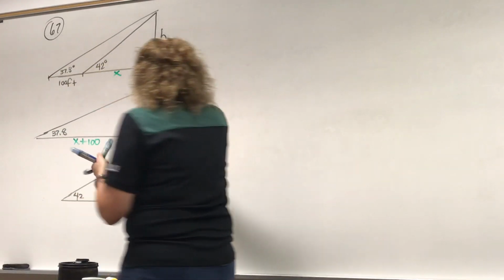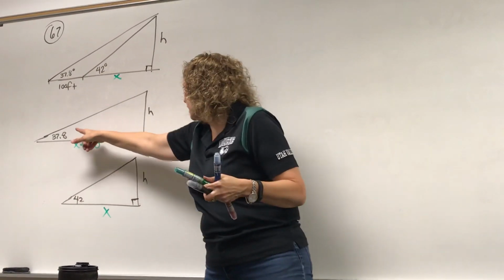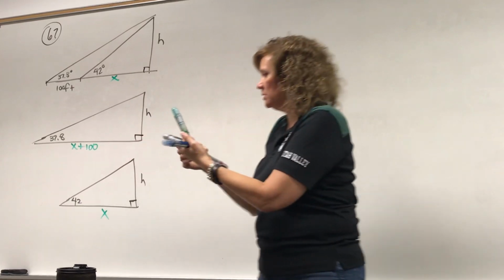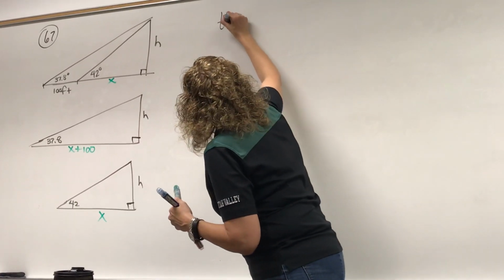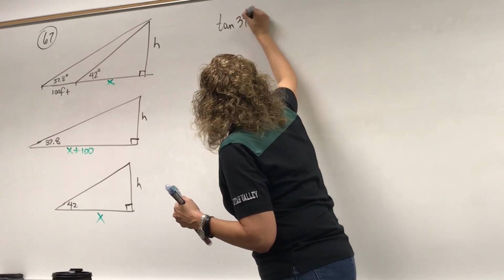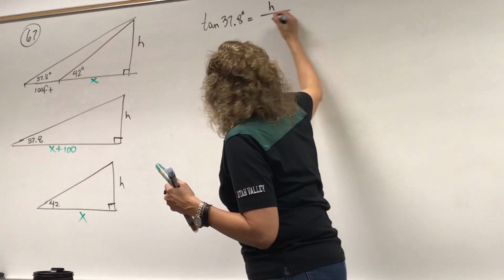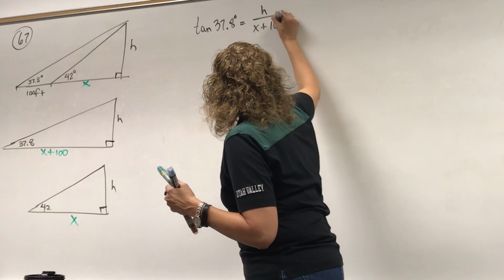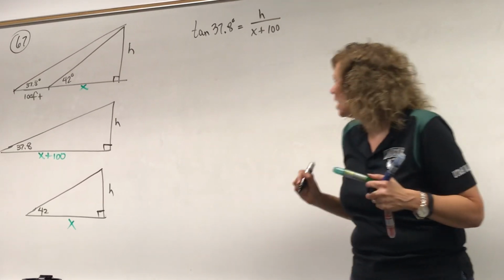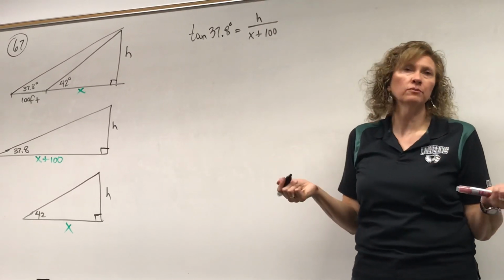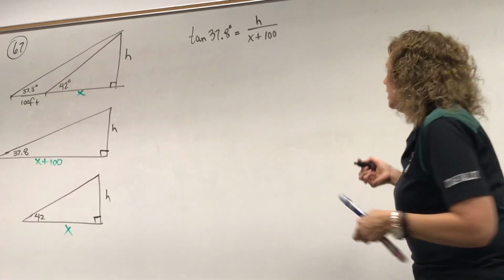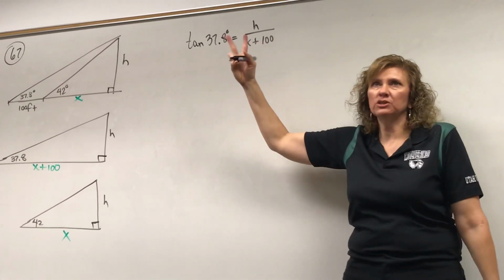Okay, so this one, we're going to say the tangent of the angle is opposite over adjacent. So the tangent of 37.8 is h over x plus 100. I cannot do anything with that really. Well, besides manipulate it. Okay? It's an equation in two variables.